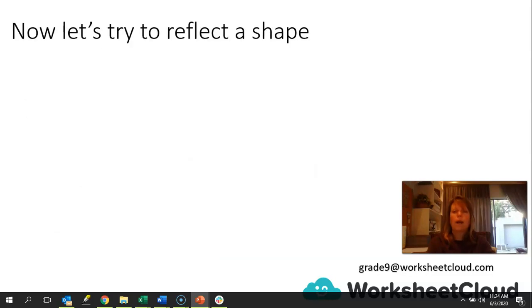Okay, right, now let's try to reflect a shape. It's not that difficult. If we follow everything that we've been doing with the points, then we will see that the shape works exactly the same way, and we have to reflect each point and then join up the points to create the new shape.